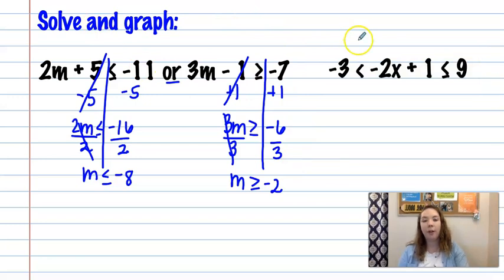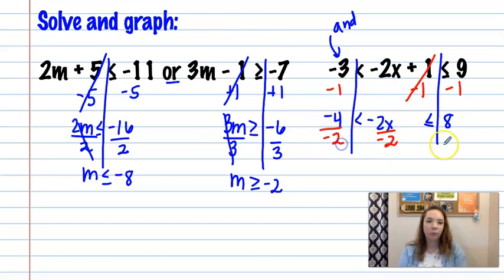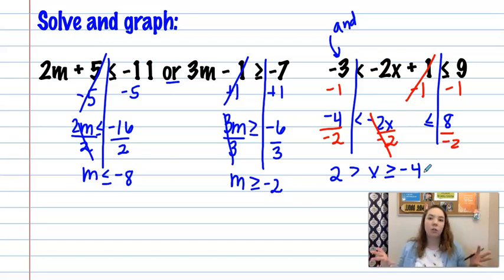All right, this one written all in one is an AND problem. And it creates 3 sections for us. So the first thing I'm going to do is subtract 1 from all 3 pieces. So -4 is less than -2x is less than or equal to 8. And then we're going to divide everything by -2, which means we're going to have to flip our signs since we're dividing by negative. So we'll have 2 is greater than x is greater than or equal to -4. So we're saying that range in between -4 and 2 are our solutions for this problem.